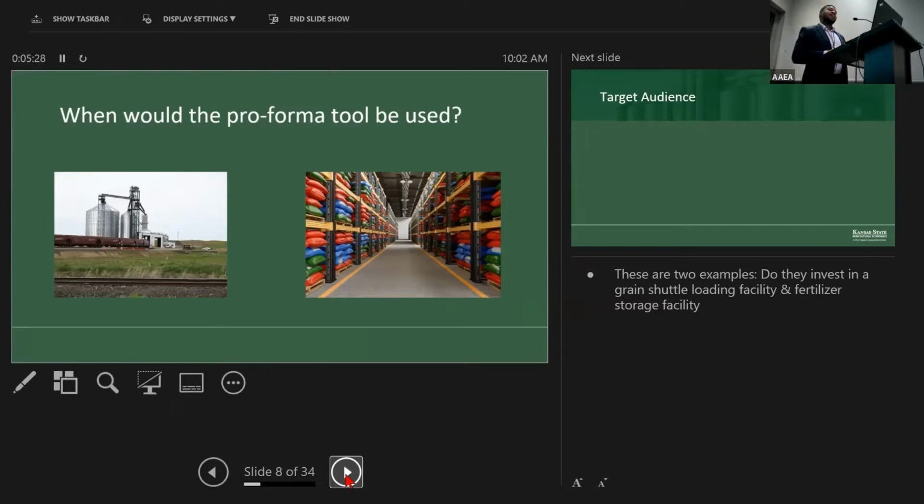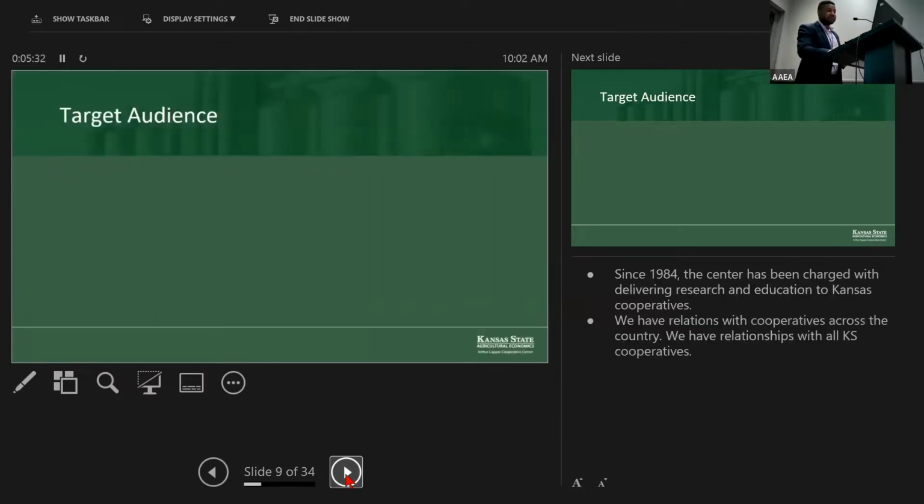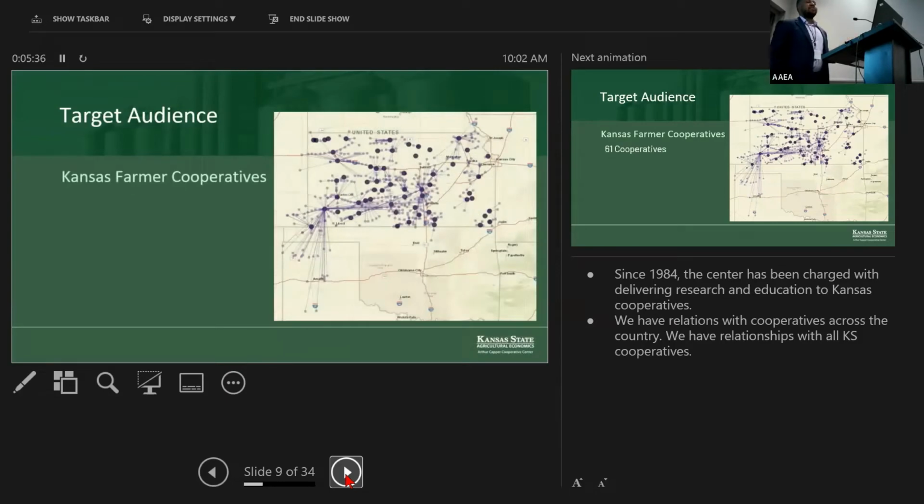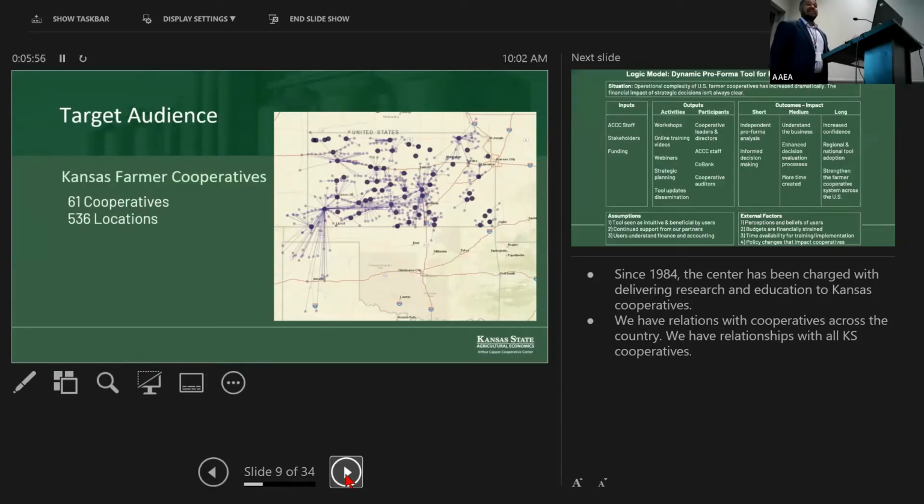How it impacts profitability, how it impacts the needs of cash. Do you need to borrow more? So our target audience are Kansas farmer cooperatives, and in particular, its management at these co-ops. Our center began in 1984, and our task was to provide educational research and education to these cooperatives. We have relationships with 61 co-ops. These are all the co-ops in Kansas, and altogether they have 536 locations.